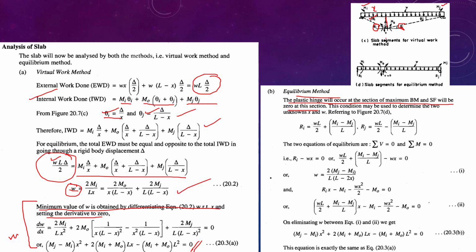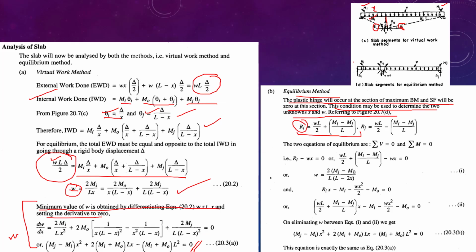We always know that at the points of maximum bending moment, the shear force will be zero. This condition may be used to determine the two unknowns x and W. So x is the length at which the maximum bending moment happens, and W is the collapse load required. So we have the value Ri is equal to W into L by 2 plus Mi minus Mj by L. This will give you the reaction at Ri.